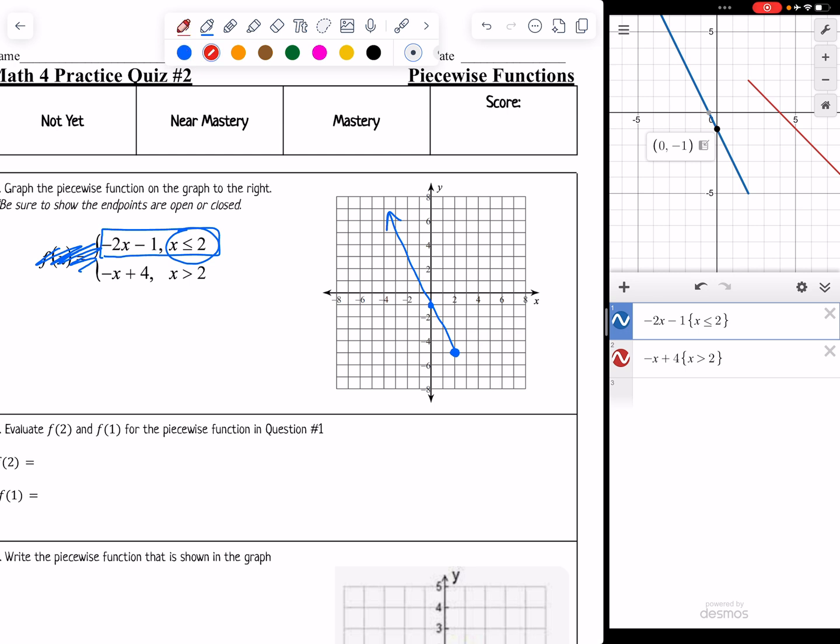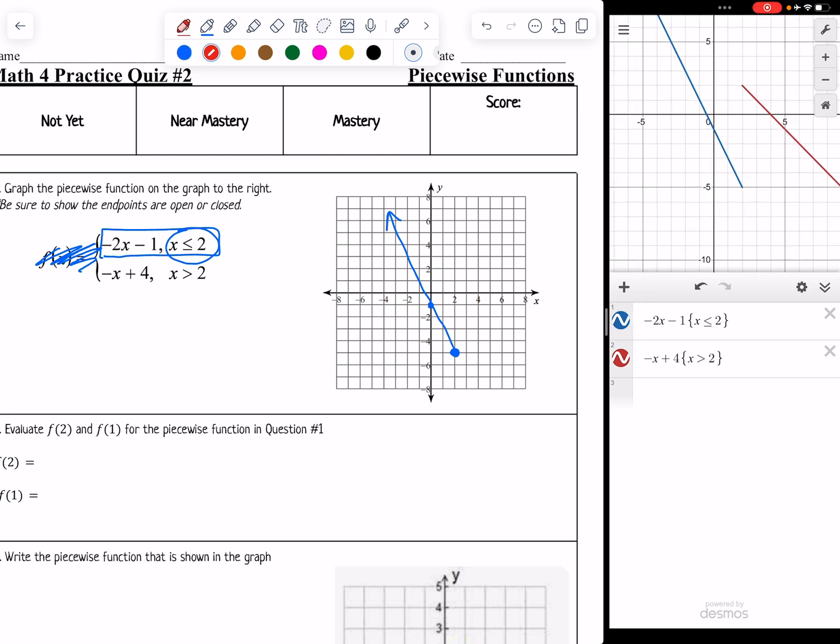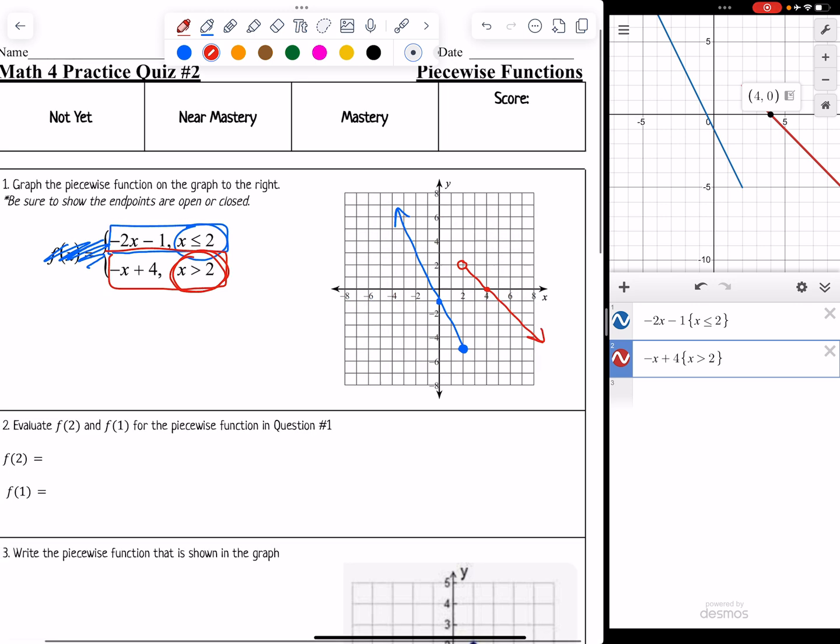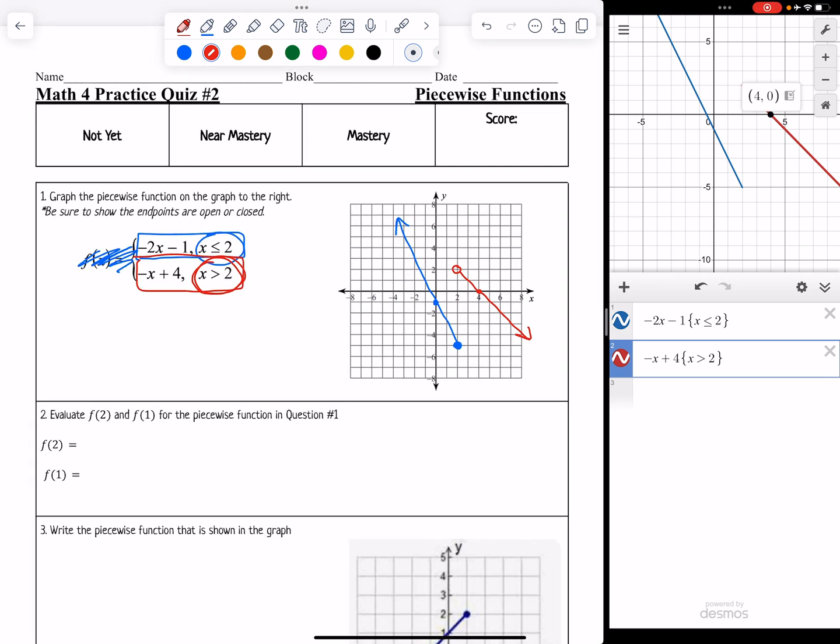Then the red line looks like it has an endpoint at 2, 2, but it would be an open circle. I can tell by looking at my inequality symbol, it's not equal to 2. And then it looks like another good point is this x-intercept over here at 4. So let's put a little dot right there and then just draw that one going off to the left. So in number 1, you're just graphing the piecewise function. That's all you would need to do for that one.